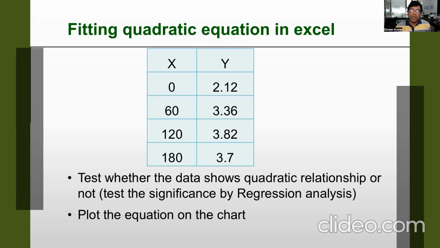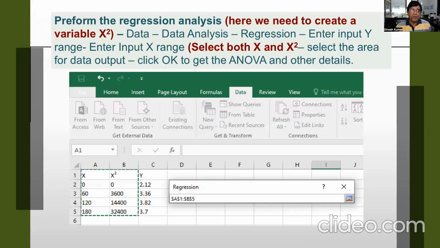And you need to have one small trick here. I will tell you what is that trick. So this is your X, 0, 60, 120, 180, and this is your Y, maybe in tons per hectare. Test whether the data shows quadratic relationship or not. Test the significance by regression analysis and plot the equation on the chart. So this is your problem, or this is your objective. Now you can do what you can do here.